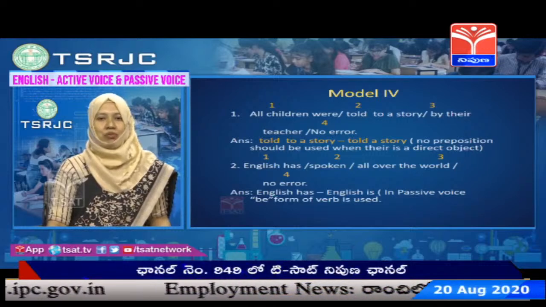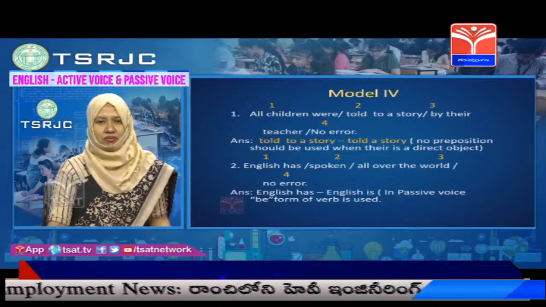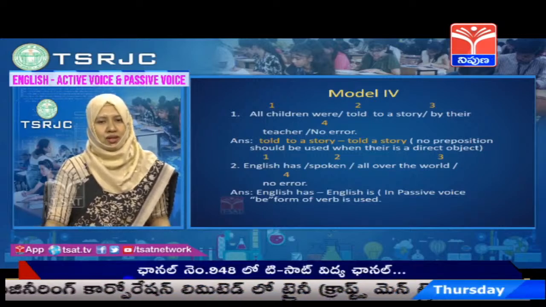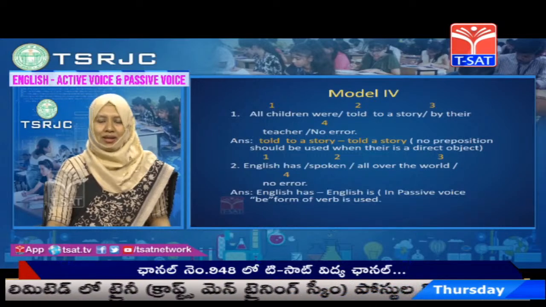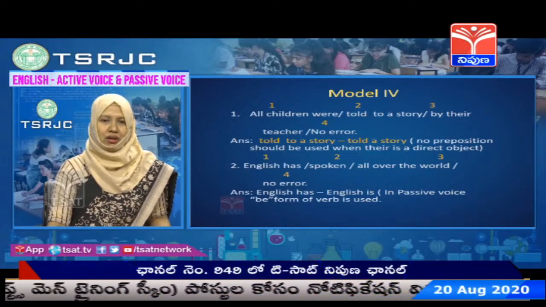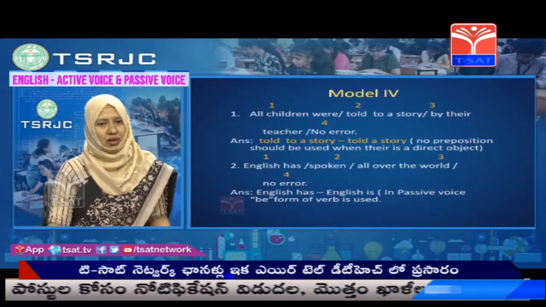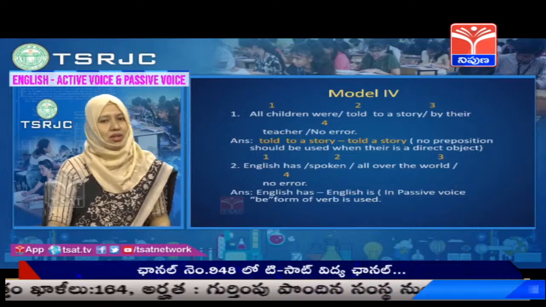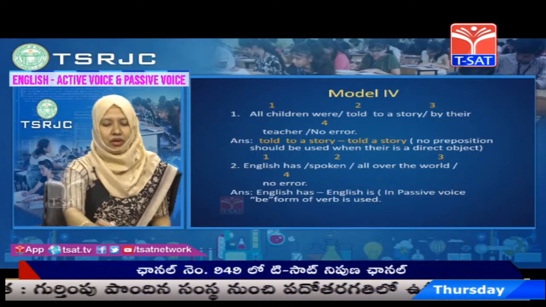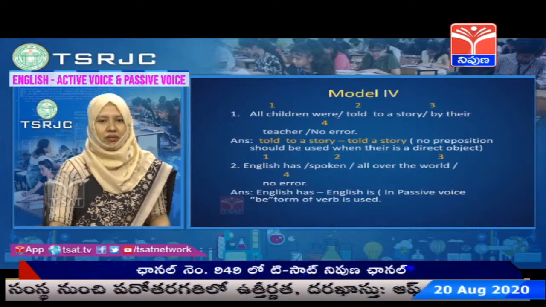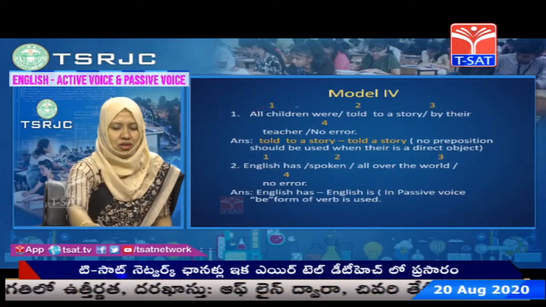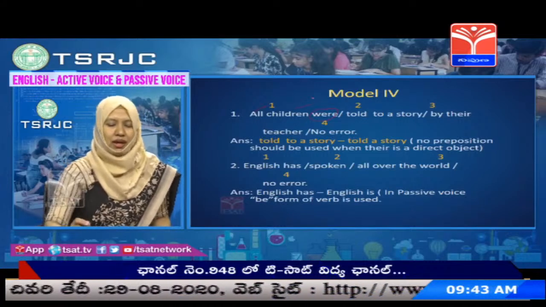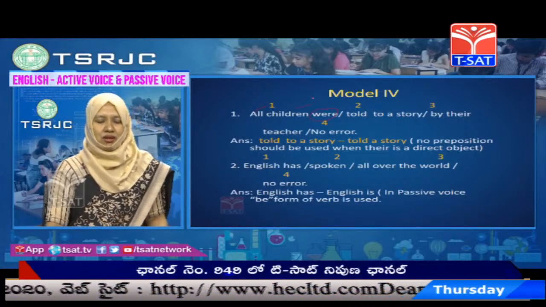Look into the first example, all children were. This is the first part of the sentence. Told to a story. This is the second part. By their teacher. Third part. Fourth part, no error. Whether in option 4 there is an error or no error, whether the sentence is correct. So read carefully. Subject, all children were. All is there, children plural, so verb plural. This is first option, this part is correct, there is no mistake.